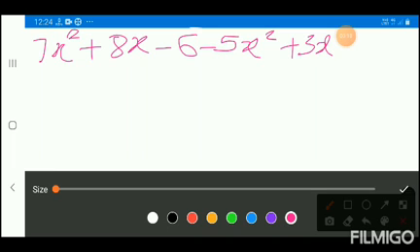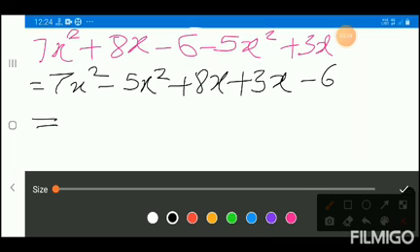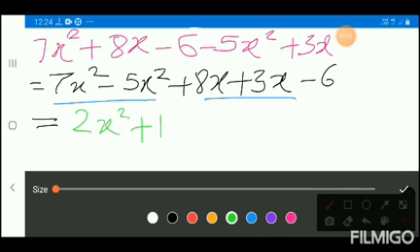Now next we have to write the like terms together. Here the like terms are 7x square minus 5x square, plus 8x plus 3x, minus 6. So these two are like terms, and these two. What do we have to do now? 7 minus 5. So the answer is 2x square plus 8 plus 3, that is 11x, minus 6.